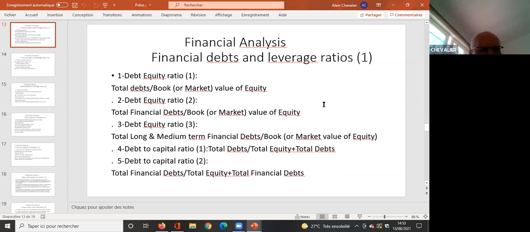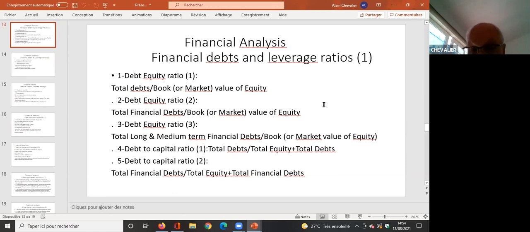The first one, which was a very classical one. If you came back 15 years ago, I would say it will be the dominant one. It is point one you find here: the total debts divided by book or market value of equity. Clearly, 15 years ago, it was total debts divided by book value of equity.